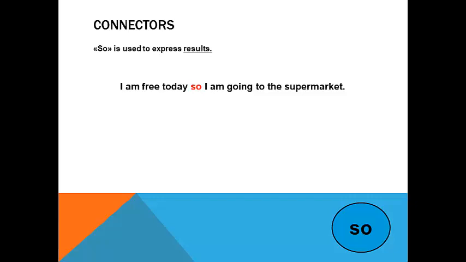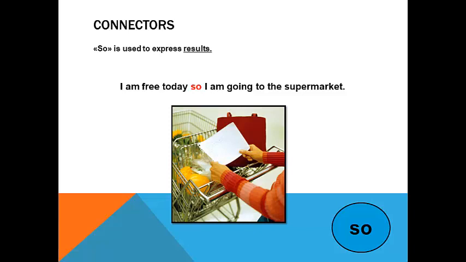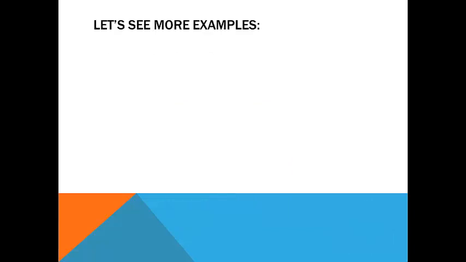Cuando digo I am free today, me refiero a que me encuentro libre el día de hoy. Quizás porque no fui a trabajar, quizás porque no tuve clases. Entonces, so I'm going to the supermarket. Voy al supermercado. Como pueden ver, la actividad de ir al supermercado es un resultado de no trabajar o de básicamente estar libre el día de hoy. So let's see the picture. I'm free today, so I'm going to the supermarket. Alright.